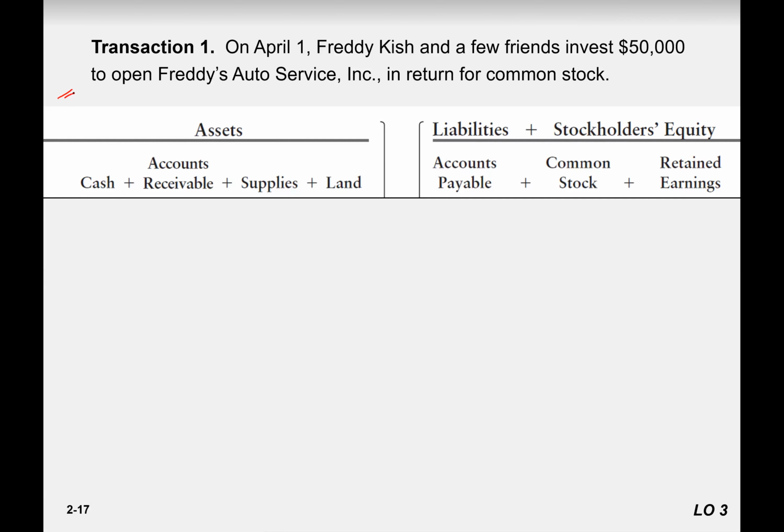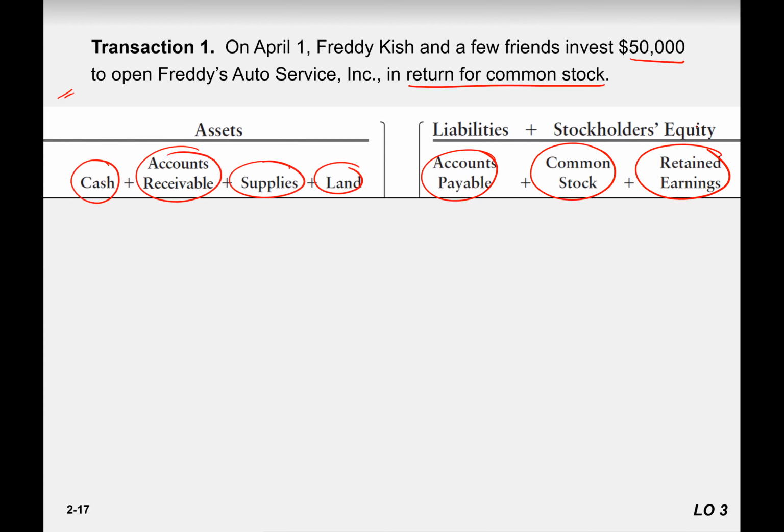So here, transaction 1. This is April 1, right? Because I have controls here, I cannot read. Let me just fix it. On April 1, Freddy Kish, the owner, and a few friends invested 50,000 to open Freddy's Auto Service Incorporation in return for common stock. These are called the accounts. These are asset accounts, right? This is the liability account here, and for shareholder equity we have 2 accounts, right?